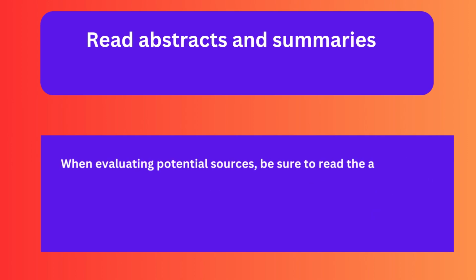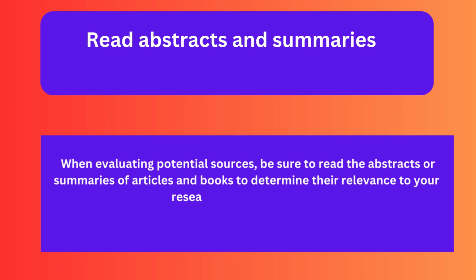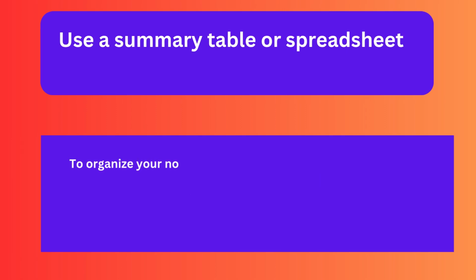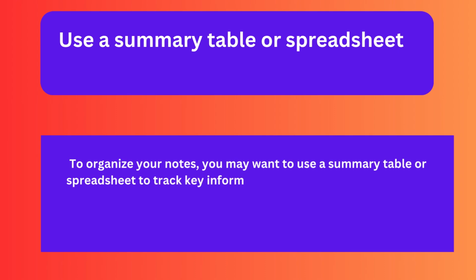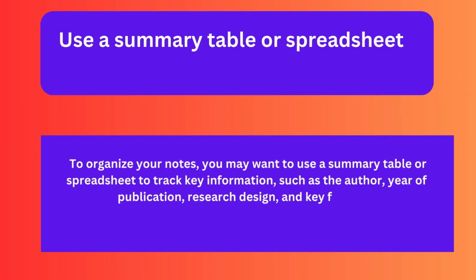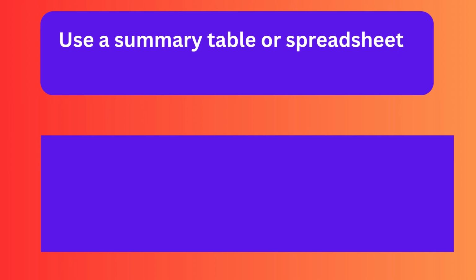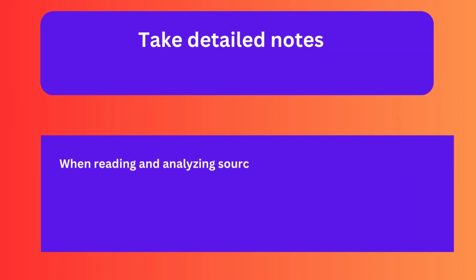Read abstracts and summaries. When evaluating potential sources, be sure to read the abstracts or summaries of articles and books to determine their relevance to your research question or topic. Take detailed notes. When reading and analyzing sources, it's important to take detailed notes on key findings, methods, and conclusions. These notes can help you to synthesize the information and to identify common themes and patterns in the existing literature.